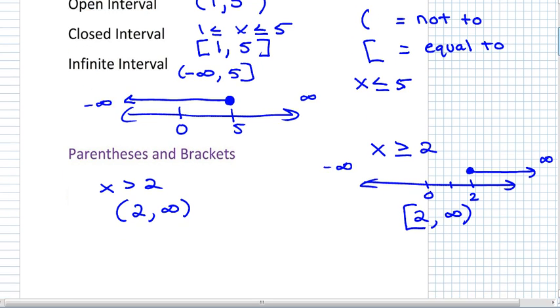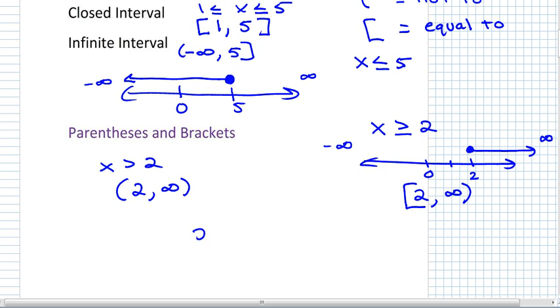Now it is possible to have something like this, where x is between 2 and 5, but notice only one of them has an equal to sign. So you'd put a bracket around the 2, but a parenthesis around the 5, because brackets only go when it's equal to.